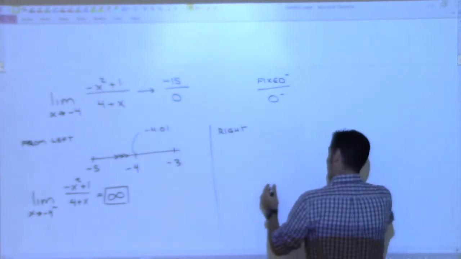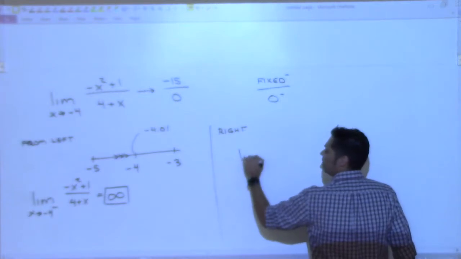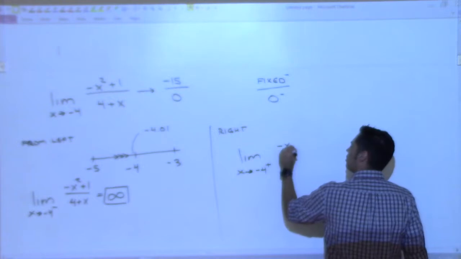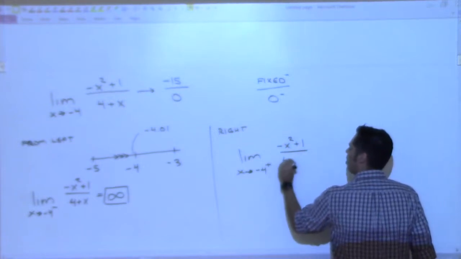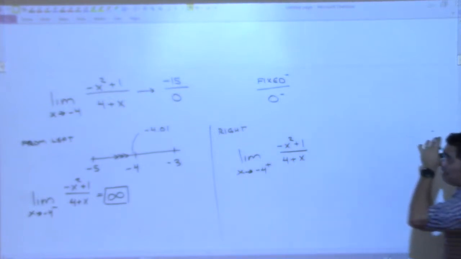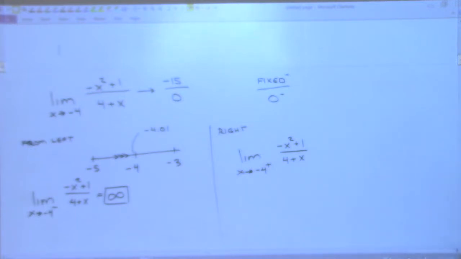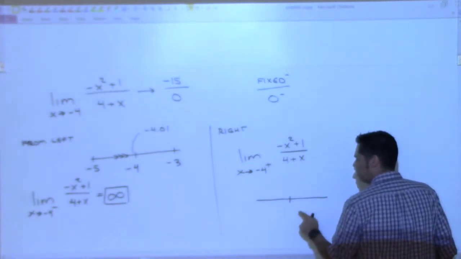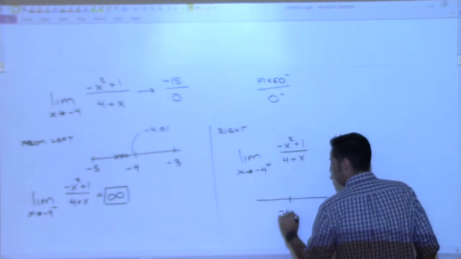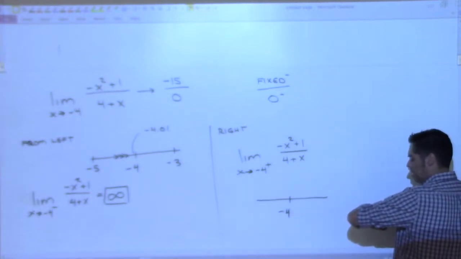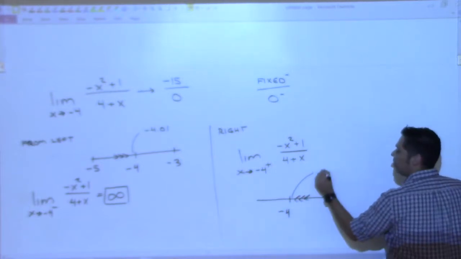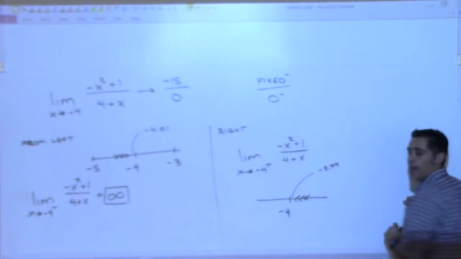Okay. So from the right, we're doing the limit as x approaches negative 4 from the right of negative x squared plus 1 over 4 plus x. And when I do that, what do I do now? Number line again. Here, I put what here? Negative 4. And which side am I coming in from? Right side. So from here, give me a number on this side. Negative 3.9. Okay, so negative 3.99, something like that.